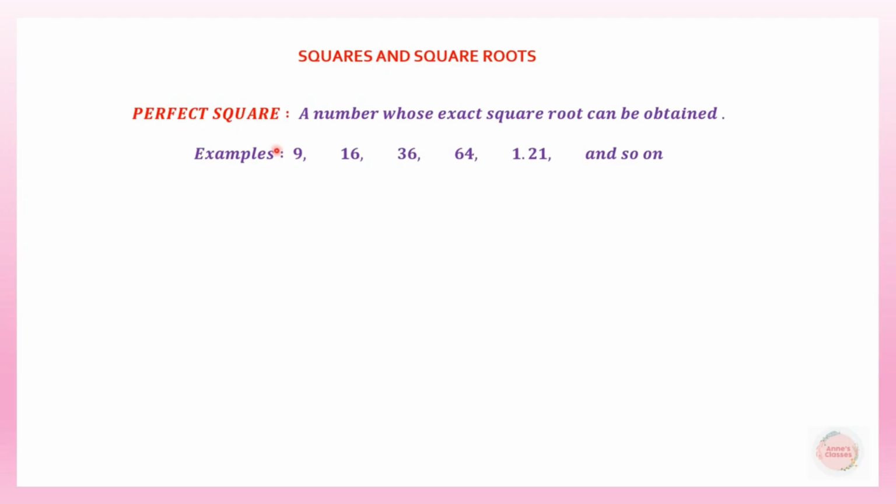So now a little more on perfect squares. A number whose exact square root can be obtained, like 9. We know the square root of 9 is 3. Square root of 16 is 4 because 4 fours are 16. Square root of 36 we know is 6, because 6 sixes are 36, and so on. So 9 is a perfect square. Square root of 64 is 8 because 8 eights are 64.